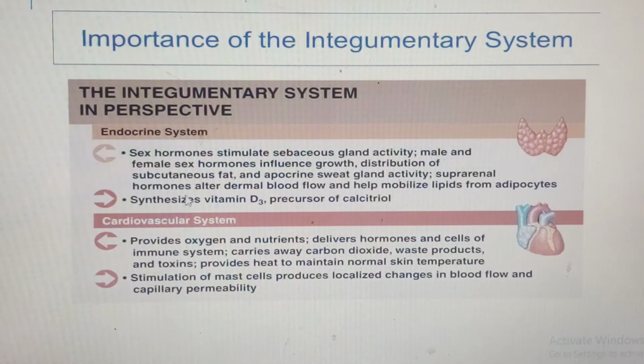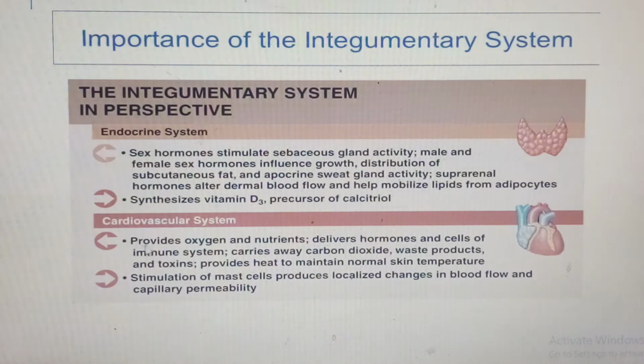And then vitamin D, which is made by the skin, will be a very important component of the endocrine system, regulating various physiological activities as far as calcium metabolism is concerned.